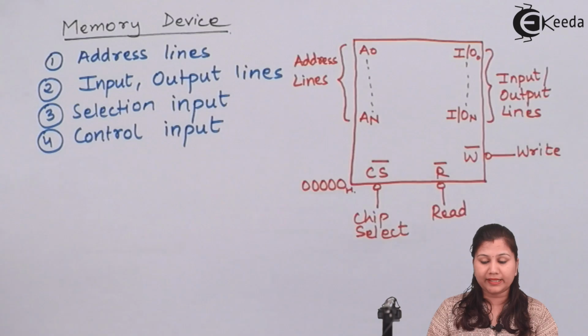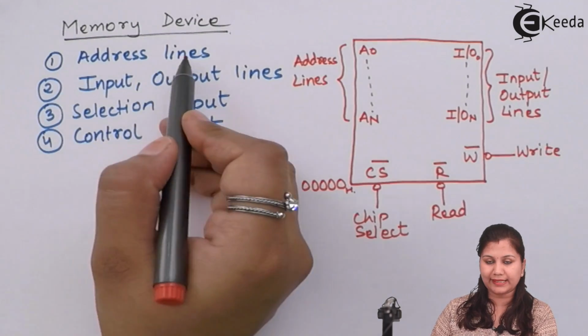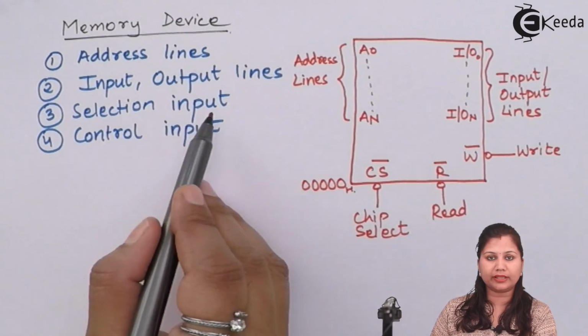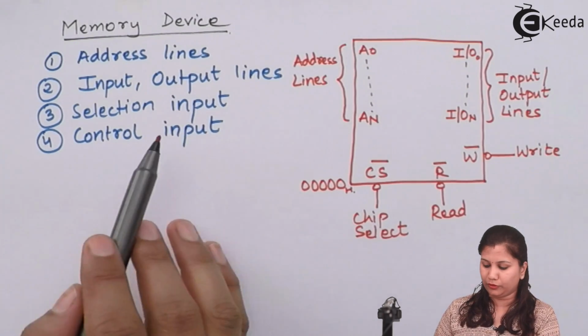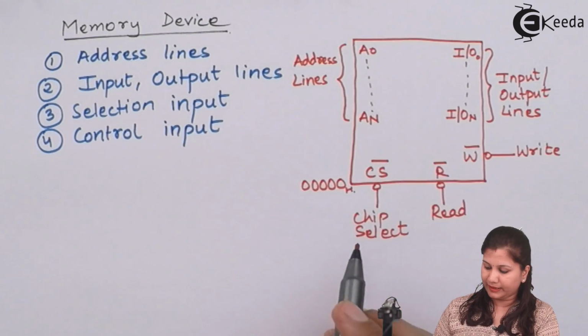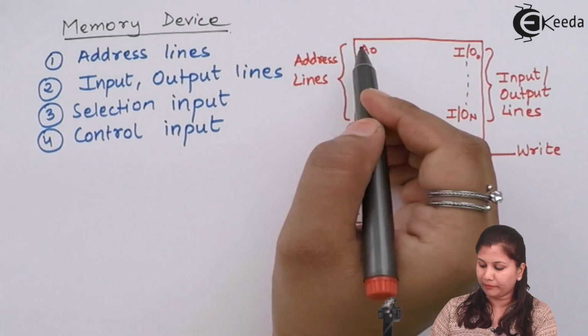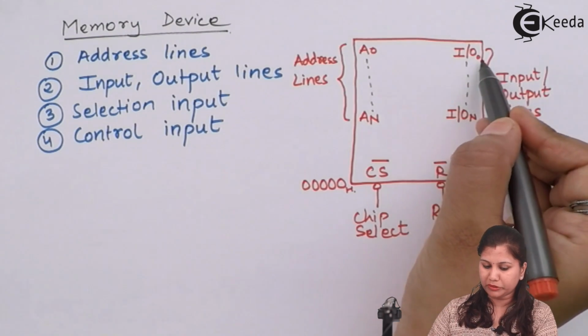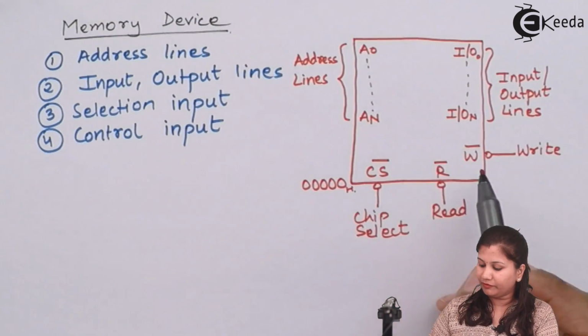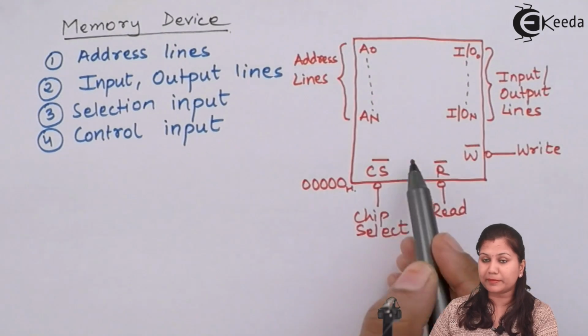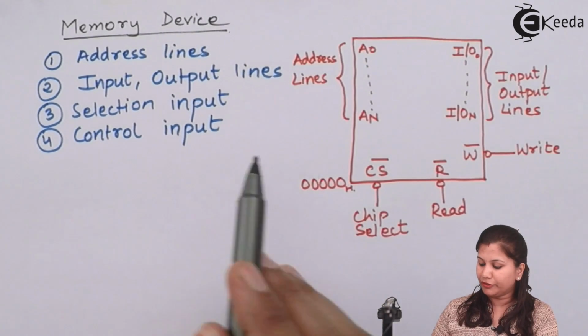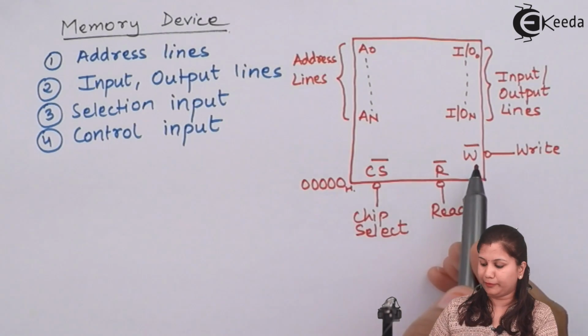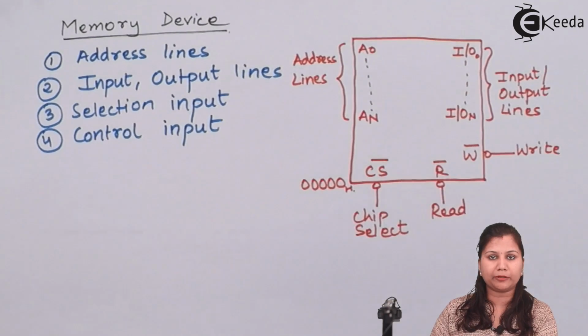Any memory device will consist of address lines, input output lines, a selection input and control inputs. This is a simple memory device in which we have the address lines from A0 to AN. Then we have input output lines from input output 0 to input output N. Then we have the selection input, that is the chip select signal, and control inputs are the read and write inputs. These inputs will enable the microprocessor to read or write the data into or from the memory device.